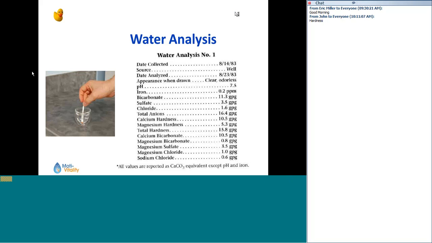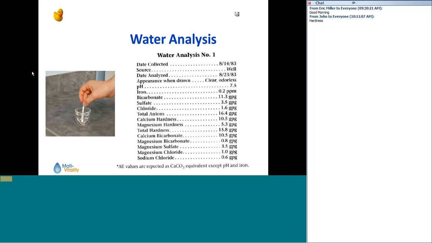Hardness, okay. Notice that the values are reported as CaCO3. That is going to be the case on the water analysis that you get from the cities. The biggest difference is that you're probably going to see it as parts per million. This water analysis is listing it as grains per gallon. It's probably not going to be grains per gallon on your lab results. It's going to be in parts per million.